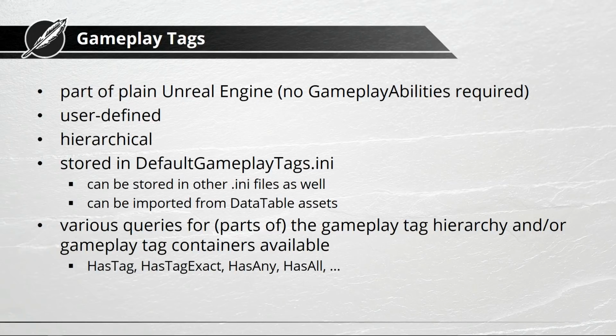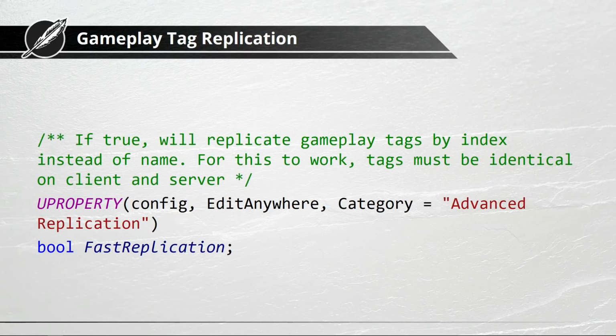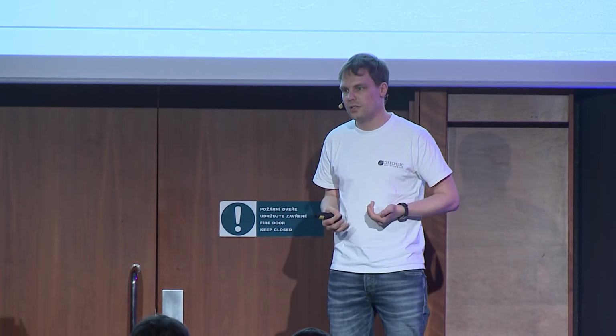And gameplay tags are user-defined hierarchical tags that are stored in DefaultGameplayTags.ini. And you can query for these tags in various places in your code if you want to. Taking a deeper look at the code base, you will at some point find this jewel here. There is a Boolean flag that gives us at least a rough idea how gameplay tag replication is working. By default, it's working by just serializing the whole string and sending it over the network. But in our case, it doesn't make much sense, right? Because we have both the client and the server in our hands. They're always on the same page.